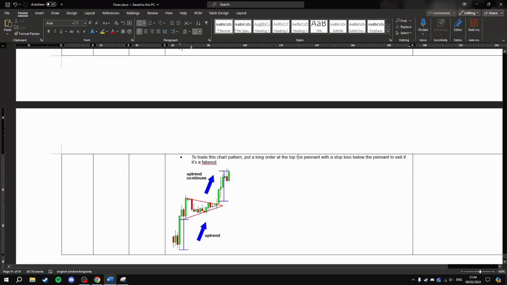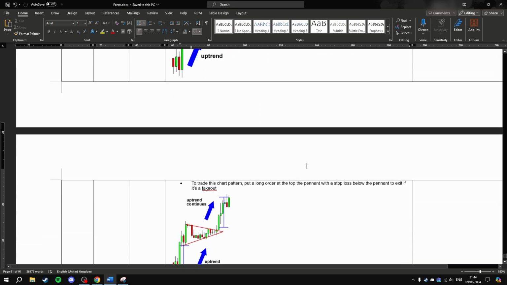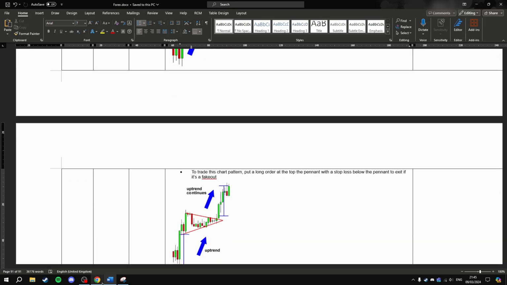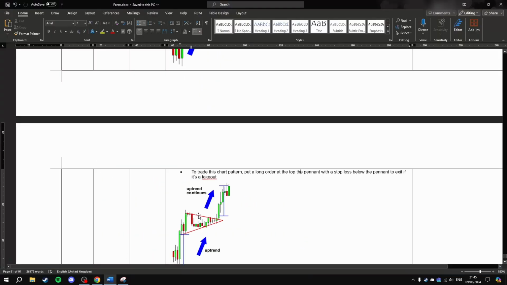So put long order at the top of the pennant. So around here. Wait, above the pennant. So like here, put long order here or here. Stop loss below the pennant. Stop loss here.